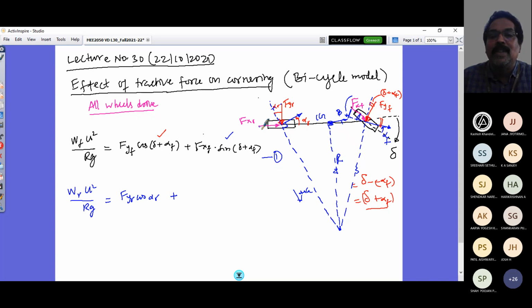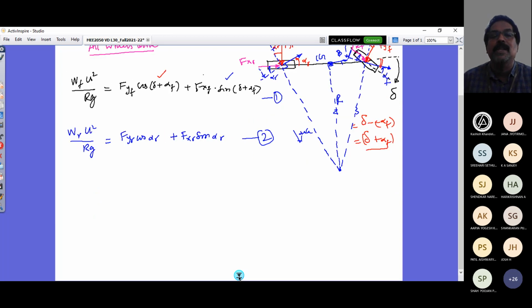And you look at now FXR. So FXR, to get, I will extend this line here. So this angle is same as that of this angle, that is alpha R. So this is my component. So this component here is FXR sine alpha R. FXR sine alpha R. So that's my second equation. So if you have understood these two equations written clearly, that's all. It is done. It is very simple now, just a manipulation of equation to get what we wanted.